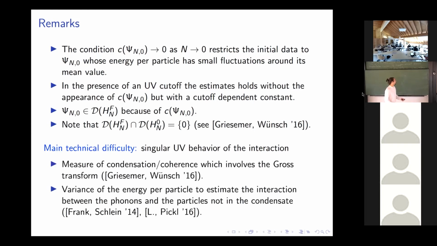In order to overcome this, we introduce a measure of condensation or coherence, which involves the cross transform. And we moreover use a representation of the Fröhlich Hamiltonian by means of the cross transform, which is a multi-particle generalization of the result by Marcel Griesemer and Andreas Wünsch, but in our setting the proof goes exactly along the same lines. And in order to control the interaction between the phonons and the particles which are not in the condensate, we need the variance of the energy per particle.